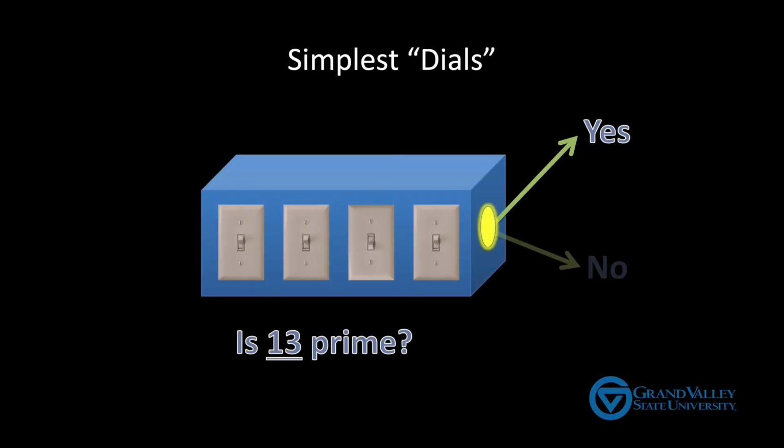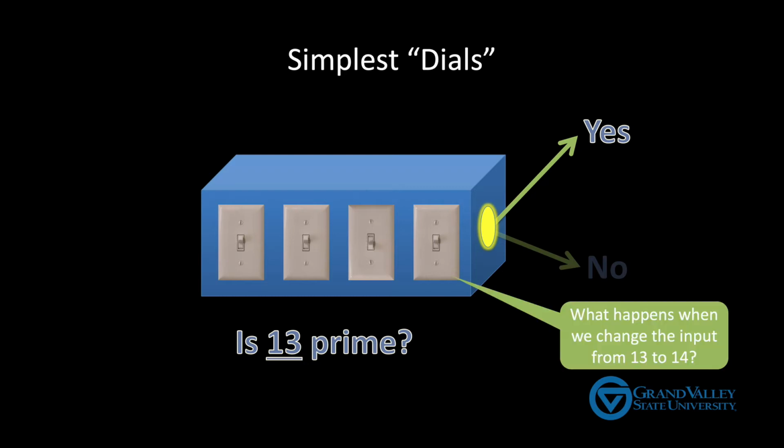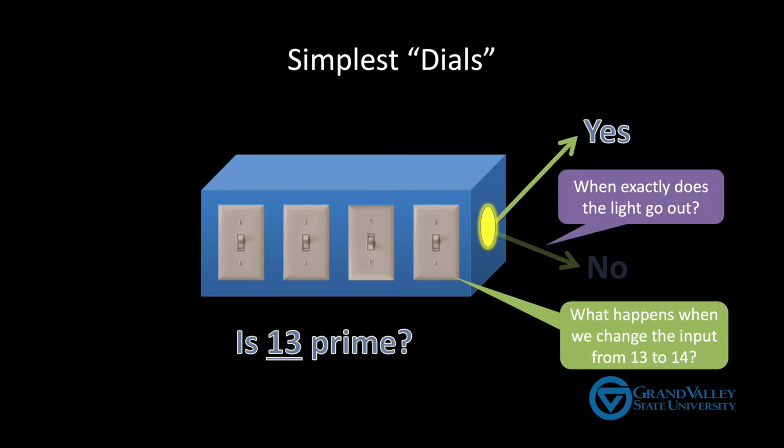In this picture, the switches are providing an input of 13 and the output light is on because 13 is prime. But what happens when we turn the rightmost switch off, thereby changing the input from 13 to 14? Well, of course, the light should eventually go out because 14 isn't prime, but when does the light go out? It doesn't take very long. In fact, it happens so quickly that we can't perceive a delay, but it's not instant.